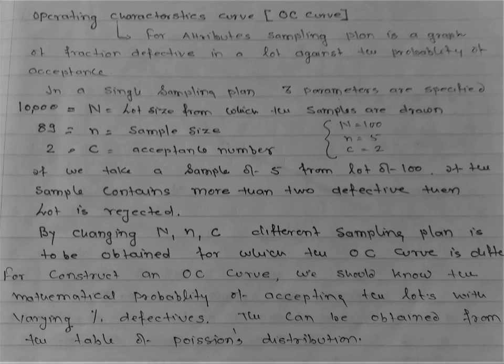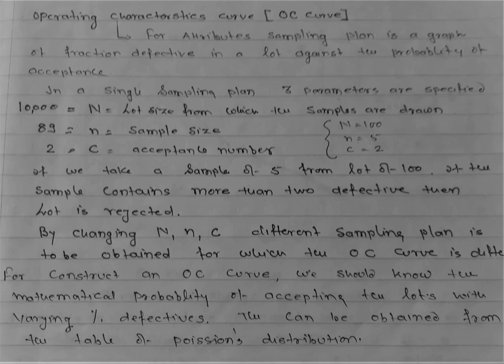Now we come to the operating characteristics curve. The operating characteristics curve for an attribute sampling plan is a graph of the fraction defective in a lot against the probability of acceptance. In a single sampling plan, three parameters are specified. Say the lot size is 10,000, from which the samples are drawn, 89 is the sample size, and the acceptance number is 2.